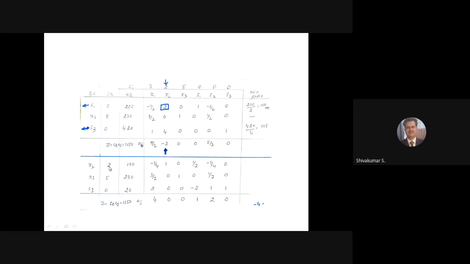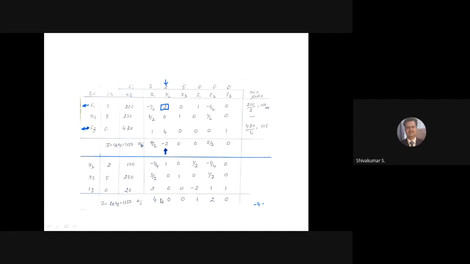See, CB 2 into minus 1 by 4. 2 into minus 1 by 4, how much becomes? Minus 1 by 2. Correct, minus 1 by 2. Minus 1 by 2 plus 5 into 3 by 2, plus 15 by 2.